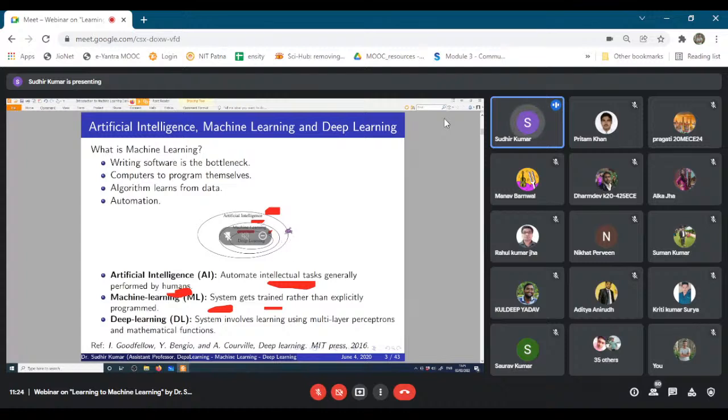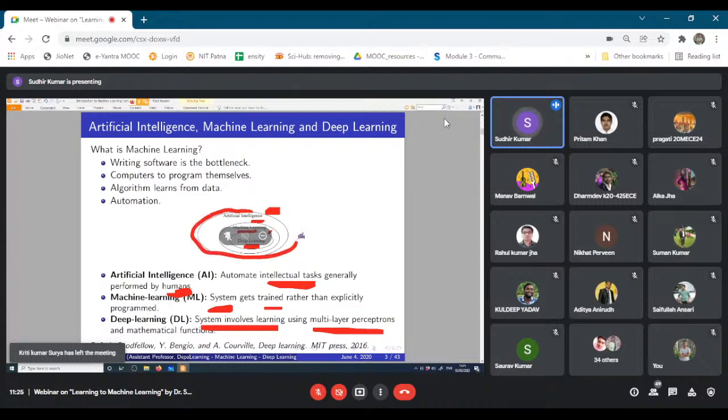A subset of machine learning is deep learning. You might be aware of that. There also the system gets trained and learns, but here we use the concept of the multi-layer perceptron for complex tasks. So you can clearly see that deep learning is a subset of machine learning, and machine learning is a subset of artificial intelligence. In other words, the broader umbrella is artificial intelligence, which is the superset of machine learning, and machine learning is the superset of deep learning. So deep learning is at the heart, as you can see from here.